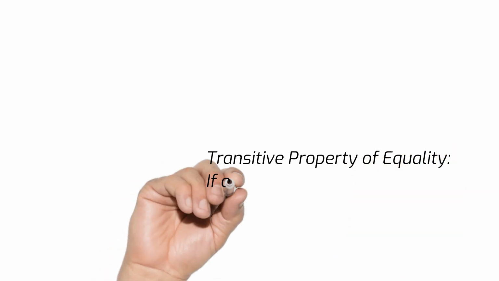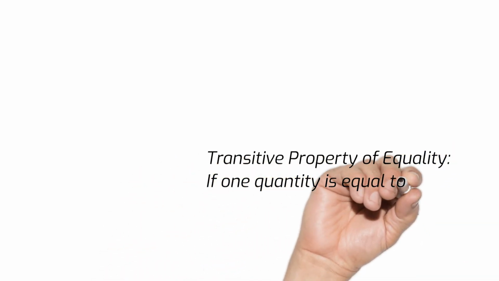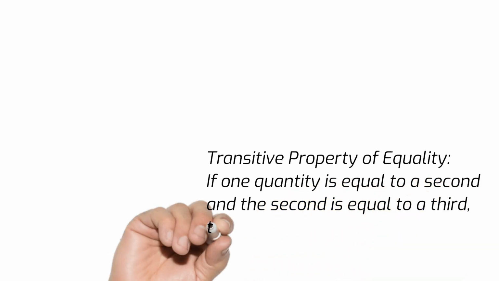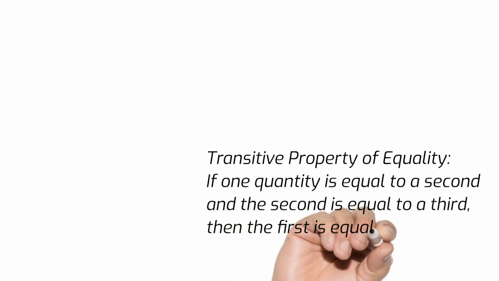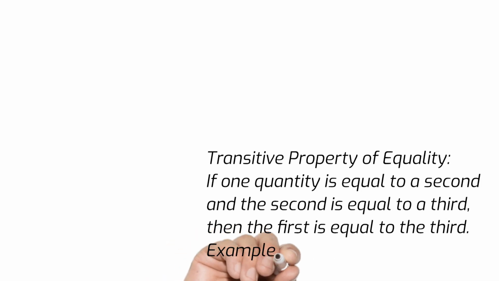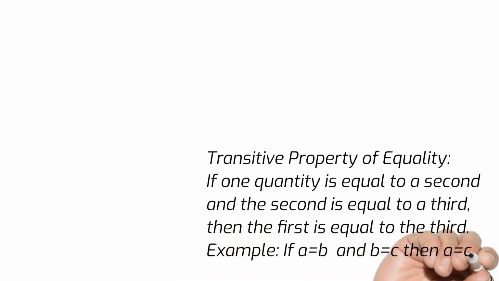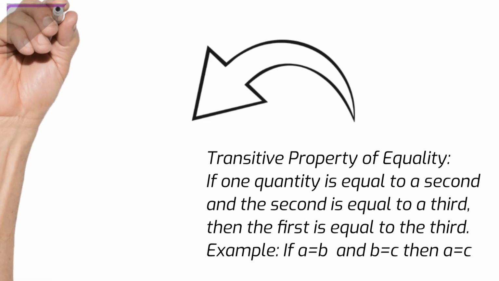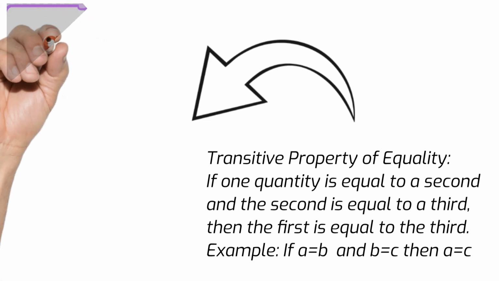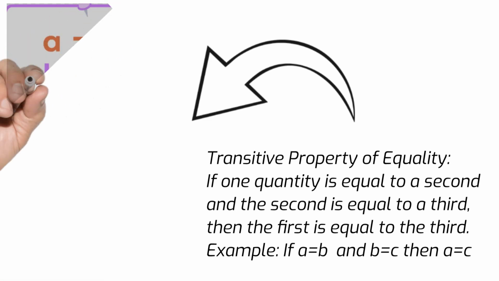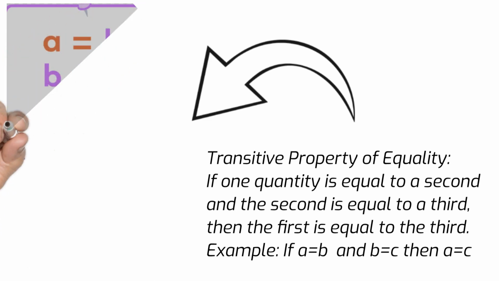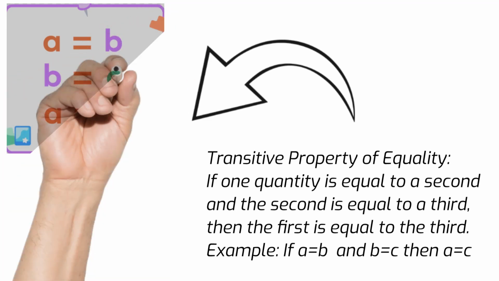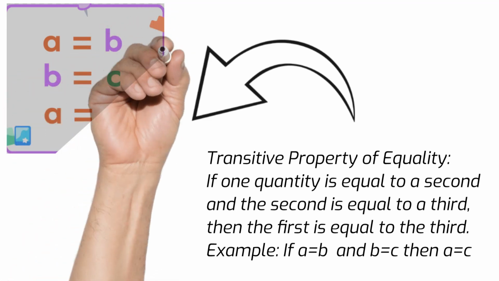Transitive property. For the transitive property, we're talking about if A is equal to B, and B is equal to C, then therefore A is also equal to C. So it's sort of like a transition where we are saying if one item is equal to another item, and the second item is equal to the third item, then it stands to reason that the first item is equal to the third item, as shown in the picture.